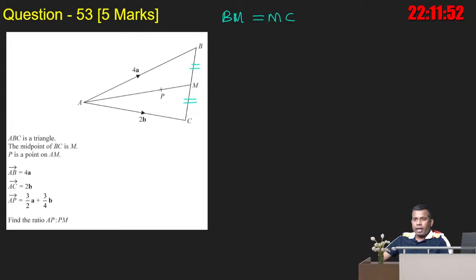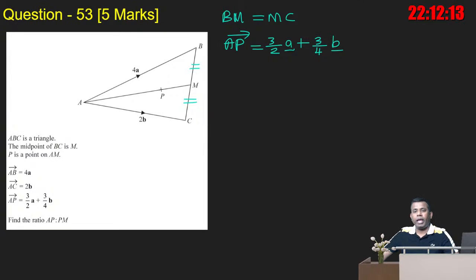AB is 4A, AC is 2B. AP is also given: A to P is 3 over 2 A plus 3 over 4 B. That's all they're giving. Find the ratio of AP is to PM. AP is to PM, the ratio they're asking. So first of all, I would like to find out the BC.